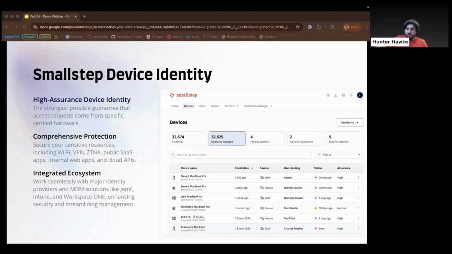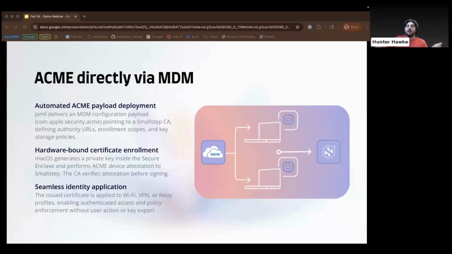So devices are in inventory. We need to get them credentials. We're going to use the ACME protocol. And so, as I said, the Apple ecosystem by default supports this protocol for certificate issuance. It can function on its own as an ACME client.